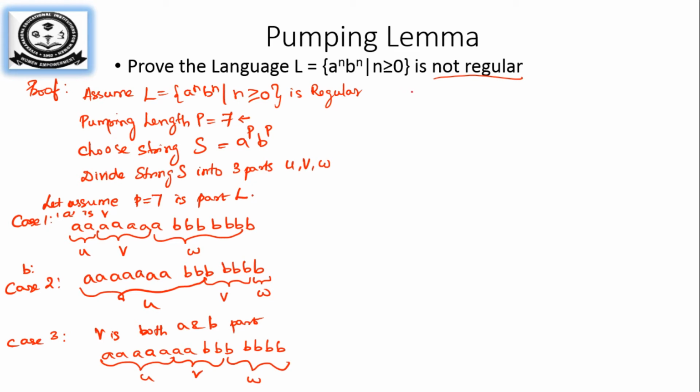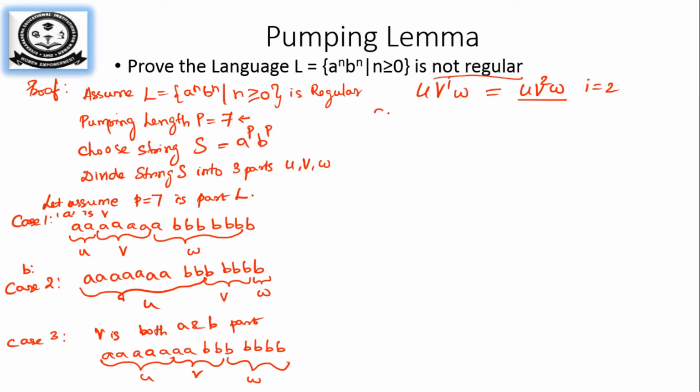Now I am going to check the 3 parts: U, V, W. I will take U V squared W, where i is equal to 2. So I will consider this part. Now I will check whether this string satisfies all 3 pumping lemma conditions or not. The first condition is that you have to take U once, V twice, and W.